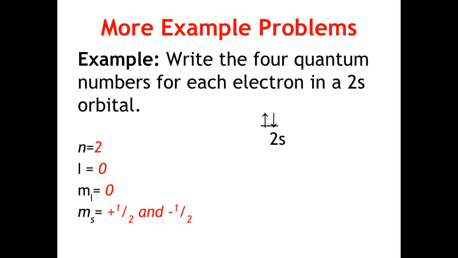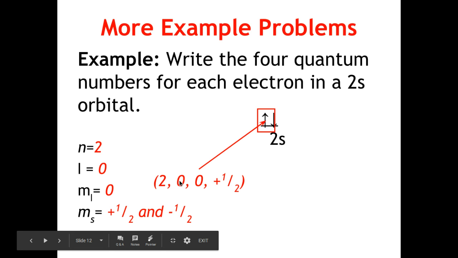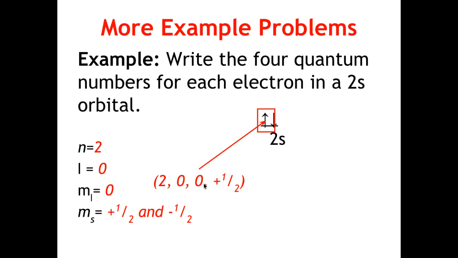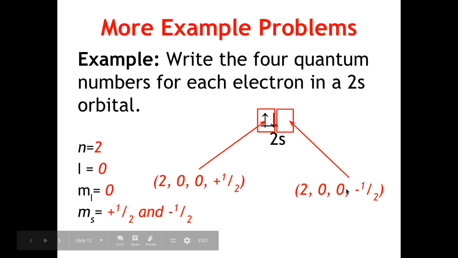So let's draw that out. We have a 2s, 1 electron spinning up, 1 electron spinning down. So let's talk about that electron spinning up. Its mailing address, or 4 quantum numbers, would be 2, principal quantum number, 0, the angular momentum quantum number, 0, which is the magnetic quantum number, and then a +1/2 spin for the electron spin quantum number. Well, we have another electron here. What would that be? It would be the exact same numbers, except the spin would be different. So it would be 2, 0, 0, -1/2. Let's do another one.